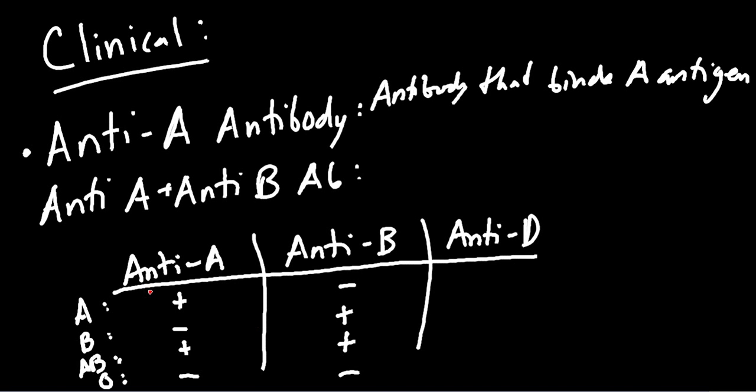So if the patient's blood has no anti-A and no anti-B antibodies, it's blood type O. And then if they express both anti-A and anti-B positive reactions, then it would be blood type AB. Hopefully this is making sense. This is taking what we learned earlier and applying it to more of a clinical basis. So we've got anti-A plus anti-B, blood type AB would be positive in both of these cases.